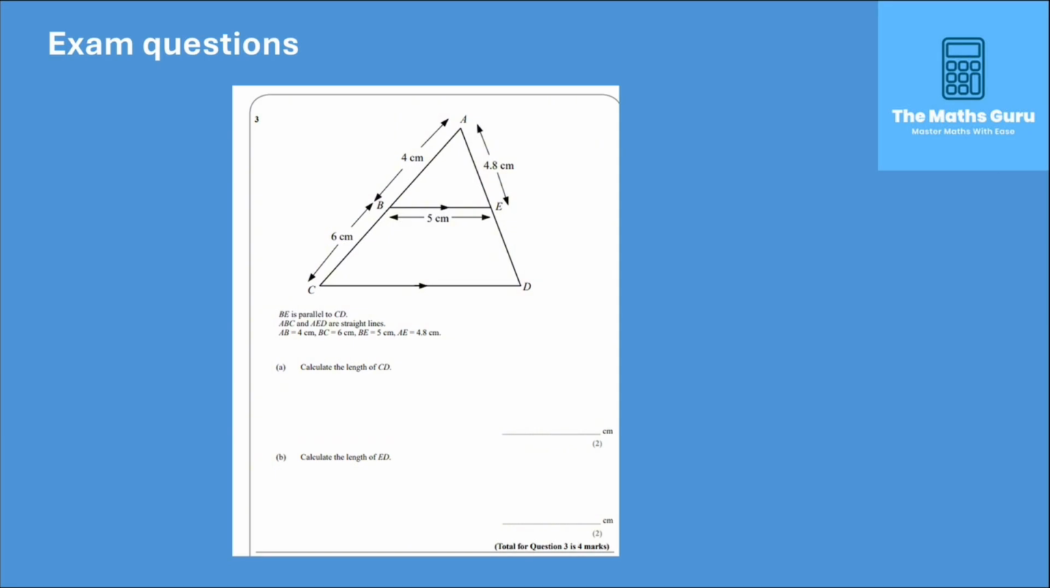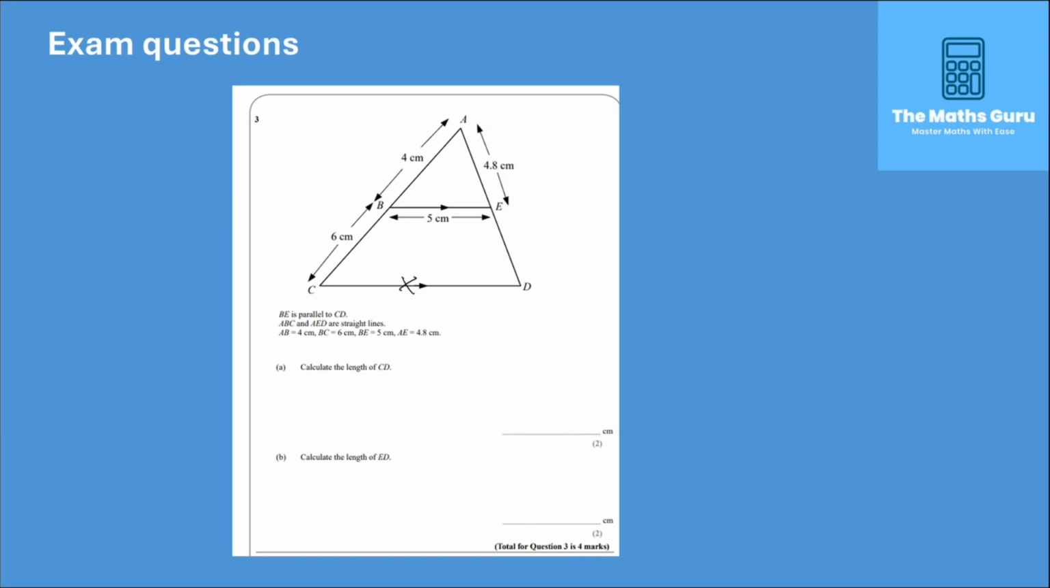BE is parallel to CD. ABC and AED are straight lines. AB is 4 centimeters, BC is 6 centimeters, BE is 5 centimeters, and AE is 4.8 centimeters. Calculate the length of CD. So we need to work out the length of this line here.